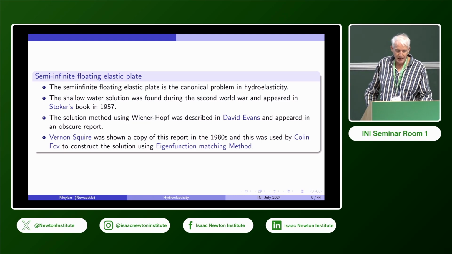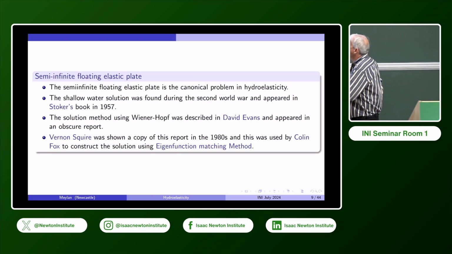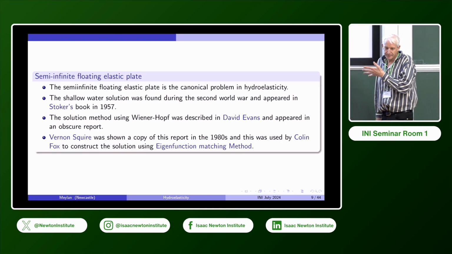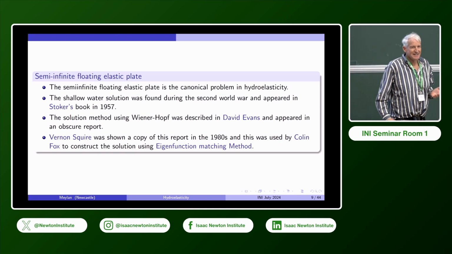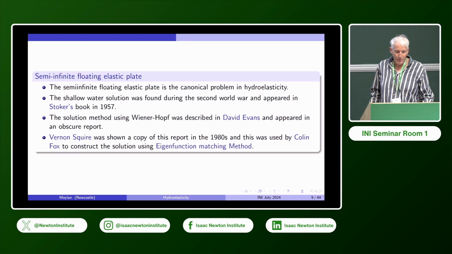And it appeared in this book by Stoker, who wrote a famous textbook on water waves, and he described the solution. So the problem goes back, it's the first sort of problem in hydroelasticity. In fact, the reason it appeared in Stoker's book is because Stoker was on the original report. You can actually find that report now. It's been digitized, but of course it wasn't known in any way until very recently. And then David Evans, who some of you here will know, was a professor, and he worked a lot on wave power. He tried to solve this problem by the Wiener-Hopf method, and he never published it. And it got published in this obscure report.